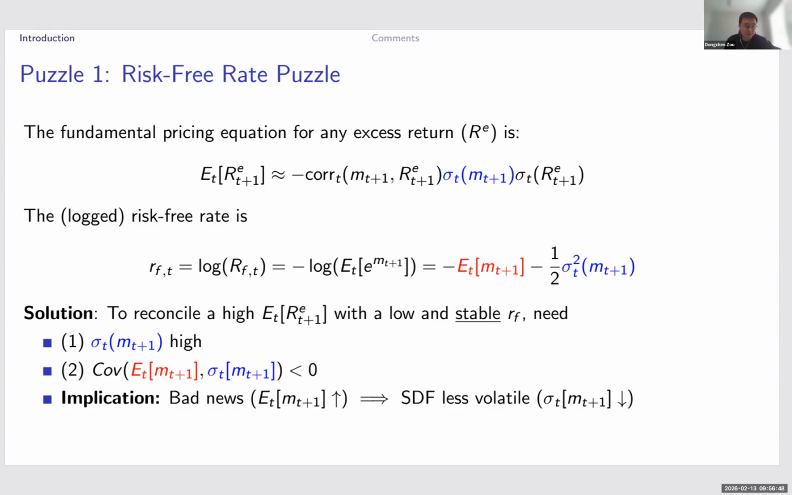So what they do is they first come up with something that gives you a higher variance in the SDF, which pushes up the Hansen-Jagannathan bounds. At the same time, they want to keep the risk-free rate low. So they make the covariance between the mean of the SDF and the variance of the SDF negative. What does it mean economically? It means that when bad news comes in, your intertemporal marginal rate of substitution is higher, and then your SDF is going to be less volatile.